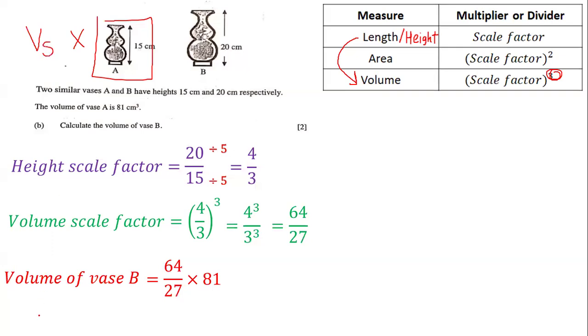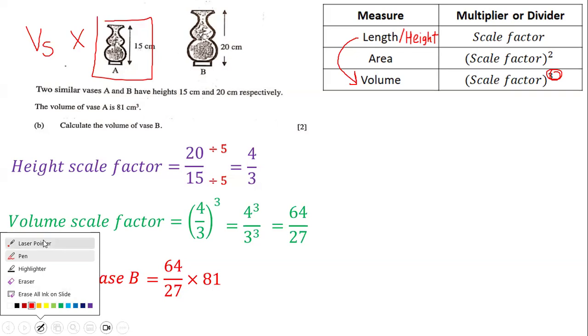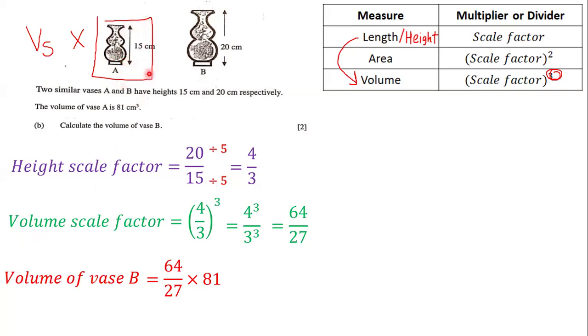So if we have the volume of this particular shape and the volume scale factor, in order to figure out the volume of the next shape, all we have to do is multiply the volume of this shape by the volume scale factor. When we multiply the two, it'll give us the volume of the next shape. And so let's multiply. We have 64 over 27 multiplied by 81 over 1.